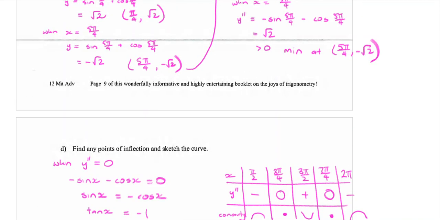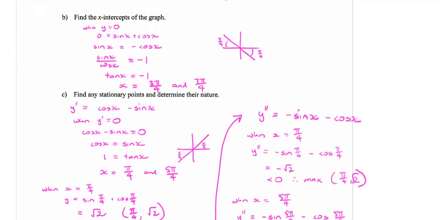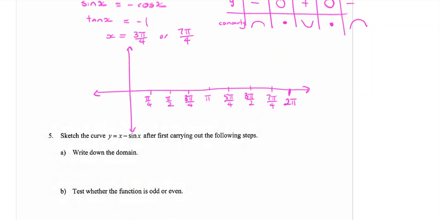My graph, if we think back through here, my graph starts and ends at 1. Okay, so we need that. We found that in part A. We also have the turning points, stationary points, at root 2, so that's like 1.4, and minus root 2, minus 1.4. Okay, so I need some things on here. I'm going to go 1, 2, negative 1, negative 2.